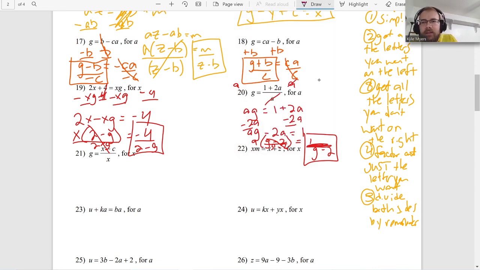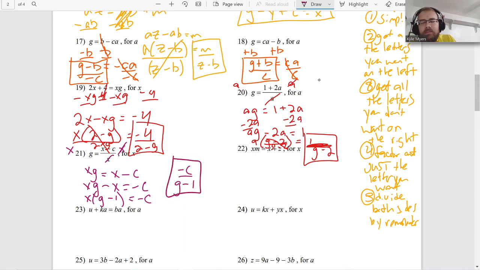All right, 21. We want to solve for x. So this one's going to work out really similarly to number 20. We just did this. All right, x's cancel. X minus c. I'm going to subtract x on both sides. And then I'm going to divide out the x. And then I'm going to divide both sides by g minus 1. All right, that's the answer.